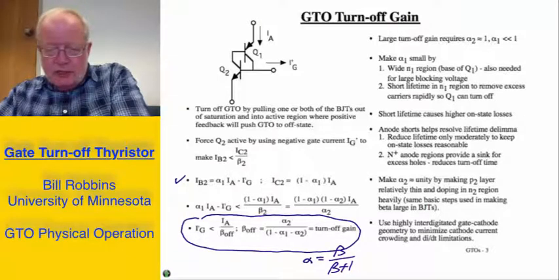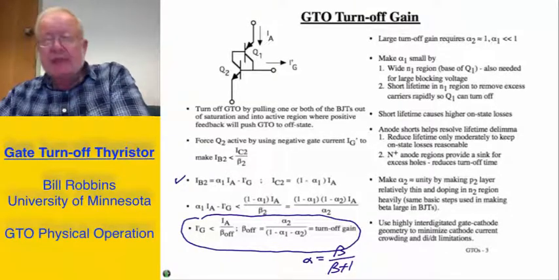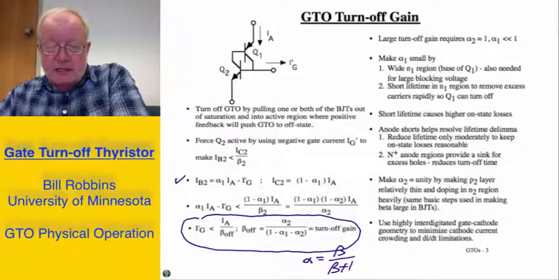Making alpha 2 equal to unity is what we would normally do to make a good transistor, and we do this by making the P2 layer relatively thin and heavily doped, the same thing that we would normally do for a good transistor. And finally, we use a highly interdigitated gate cathode structure in order to minimize the cathode current crowding that could result if we had a very long distance between the center of the gate metallization and the center of the adjacent cathode metallization. And we talked about this when we were talking about current crowding in a standard thyristor.